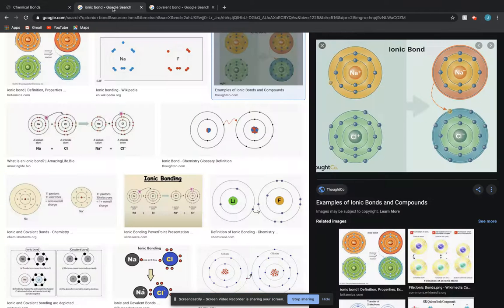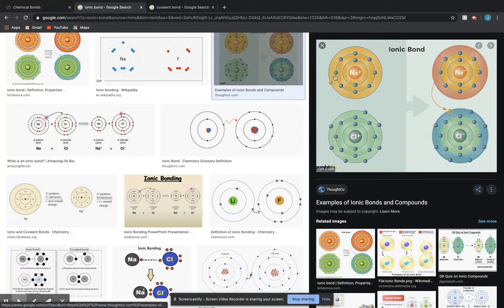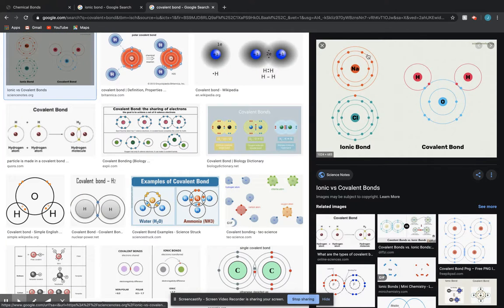So I've got an example of an ionic bond here. We can see this is an ionic bond right here. I believe this is positive, that's negative, and then we have covalent bonds here. This is ionic, and this is the covalent bond. I think this is a water molecule where you see two hydrogen and one oxygen.